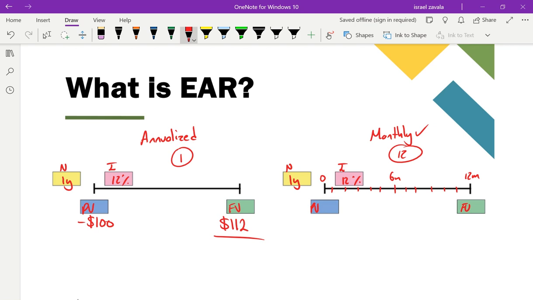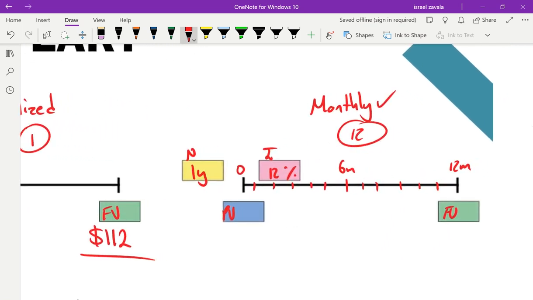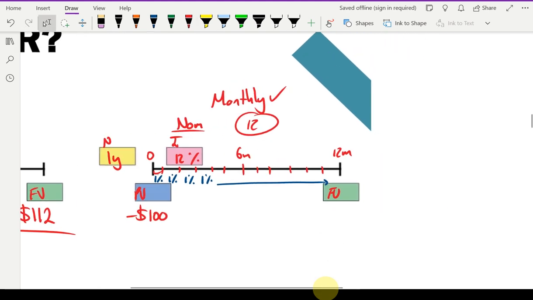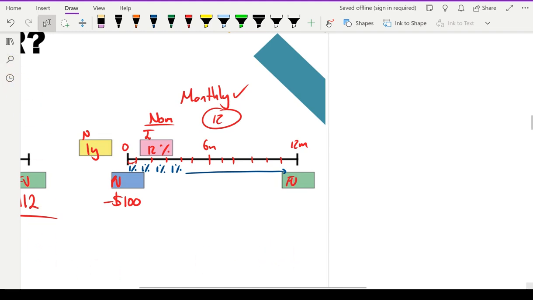Now, this is our nominal rate right here. Because this is monthly, each one of these months compounds at 1%. Every single month compounds at 1%. So if we start an investment of $100, at the end of the first month we have $101, and then that $101 compounds into the next month. So let's use our financial calculator to show how that would work.